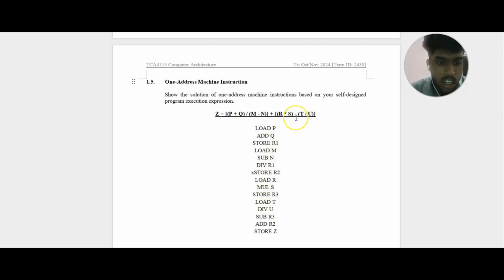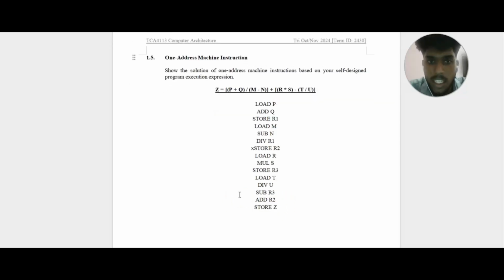Next we have to load T into the accumulator, so load T, divide by U, and we have to subtract the result from R3, so sub R3. Finally, we want to combine both parts: add R2, adding the first part to the second part, and store the final result in Z. This approach emphasizes the step-by-step use of the accumulator and temporary storage. So that's all for the one address machine instruction.